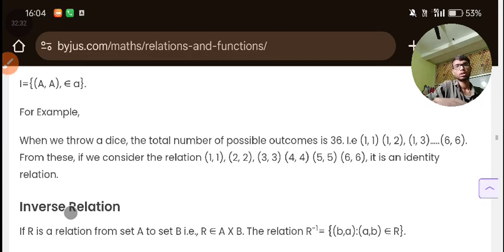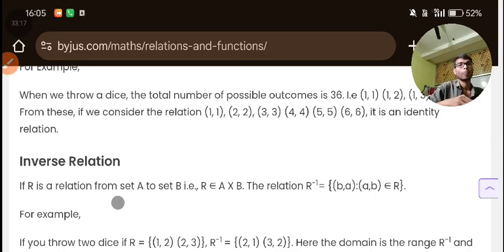For example, when we throw a dice, the total number of possible outcomes is 36: (1,1), (1,2), (1,3). From this, if we consider the relation, (1,2) is not an identity, but (1,1), (2,2), (3,3) are. So if X and Y are the same, this would be an identity relation. Did you observe that? If X and Y both look the same, then this would be an identity relation.